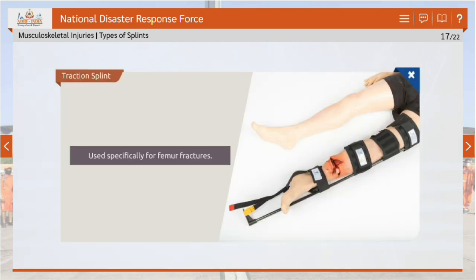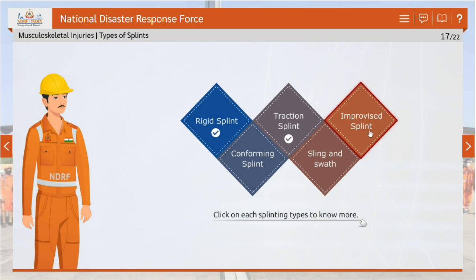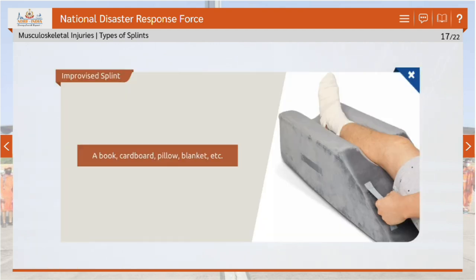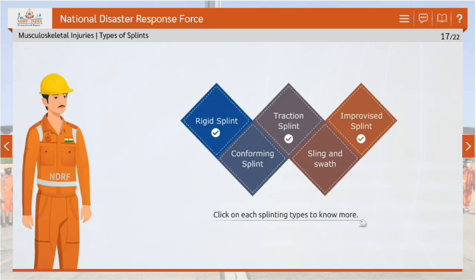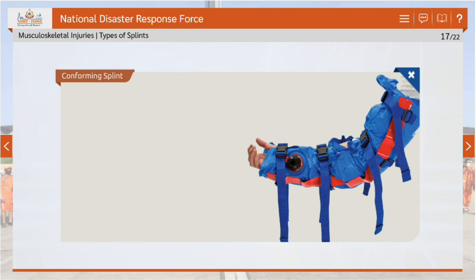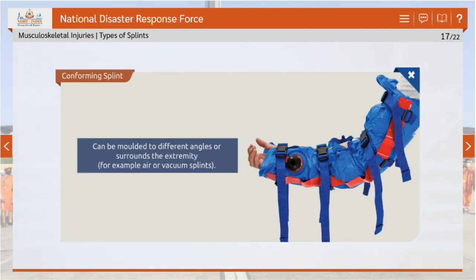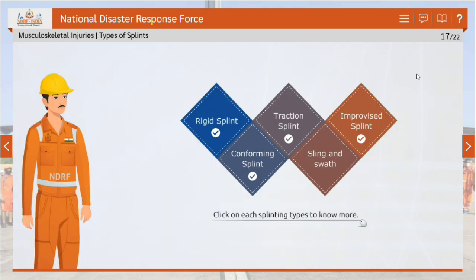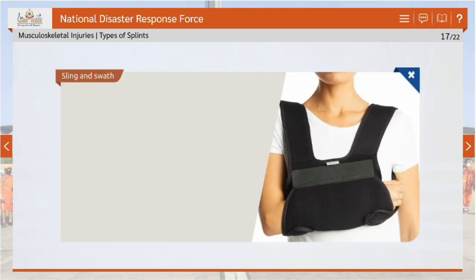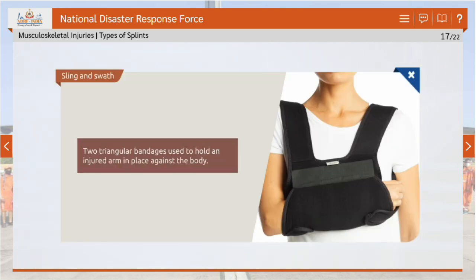Traction splint, used specifically for femur fractures. Improvised splint, a book, cardboard, pillow, blanket, etc. Conforming splint can be molded to different angles or surrounds the extremity, for example, air or vacuum splints. Sling and swath, two triangular bandages used to hold an injured arm in place against the body.